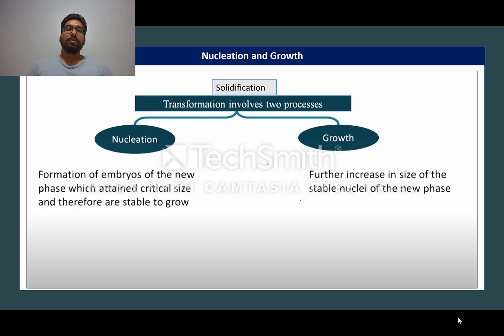So the transformation, that is the solidification from liquid to the solid phase, comprises two processes. One is nucleation and the other one is growth. For nucleation to occur, some critical nuclei are required, which I am going to discuss in the next slide. Once that critical nucleus is formed, it leads to the grains, and by growing, that is called the growth process.